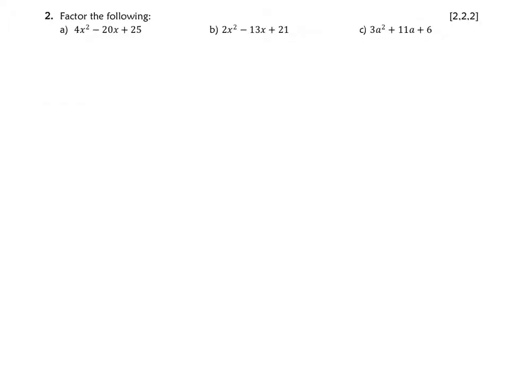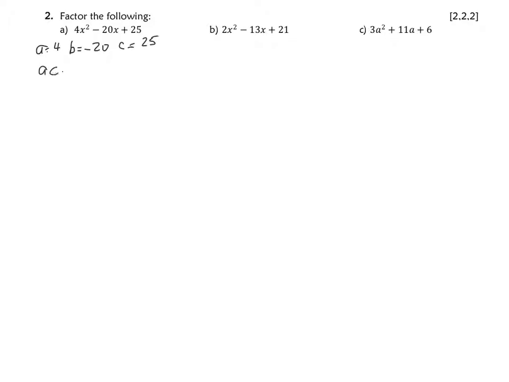The next question is to factor each of the following. The first one is 4x squared minus 20x plus 25. Since there is no common factor here and the leading coefficient is not 1, I cannot use sum and product. So I'm going to try the decomposition method. A is 4, B is negative 20, and C is equal to 25.